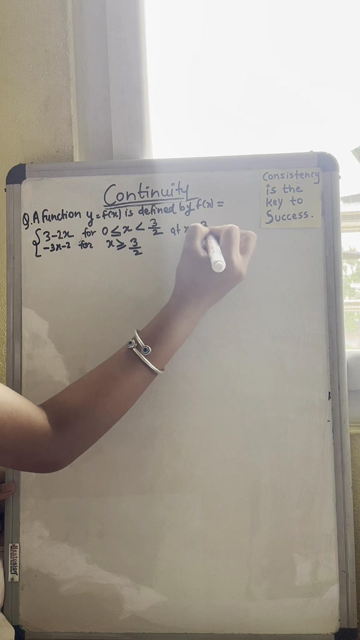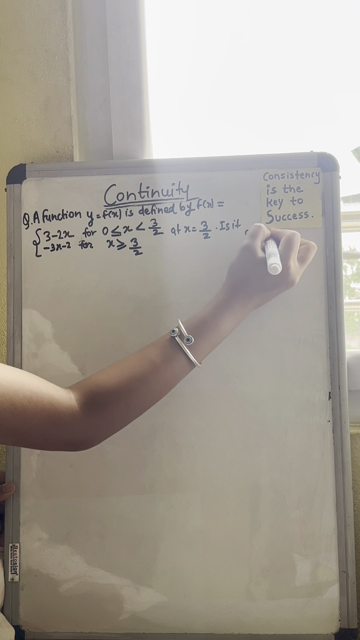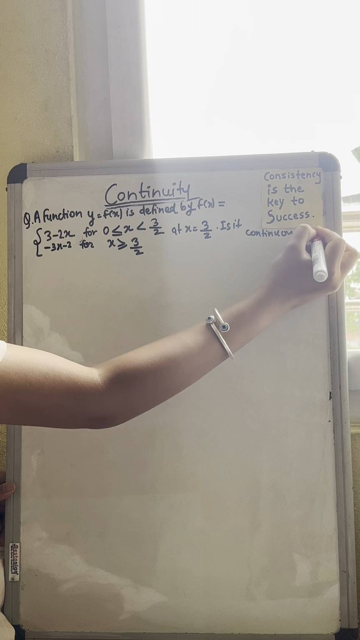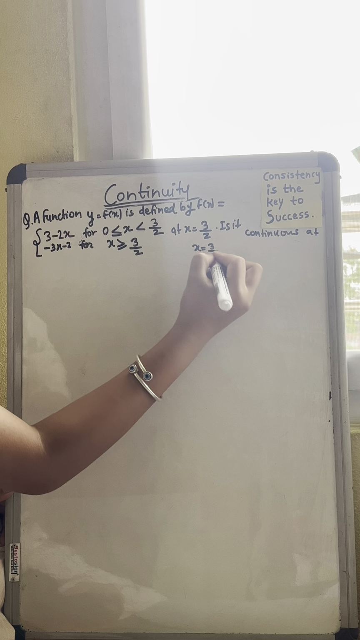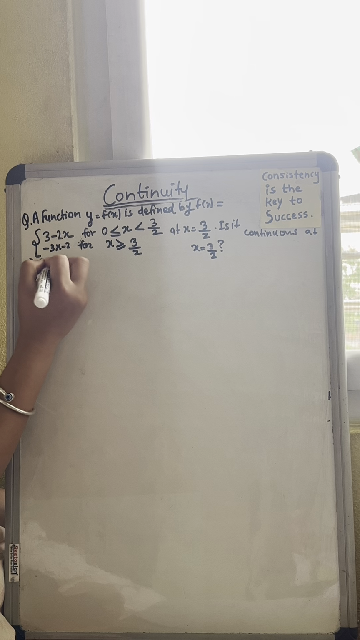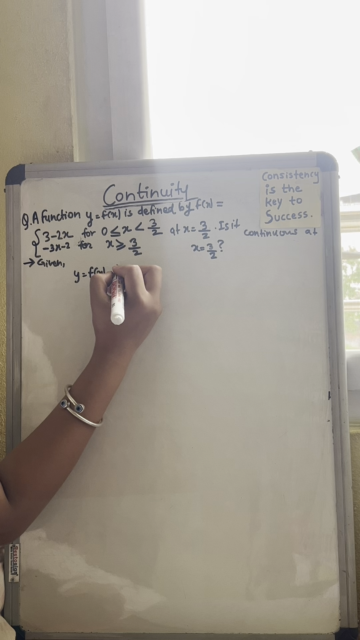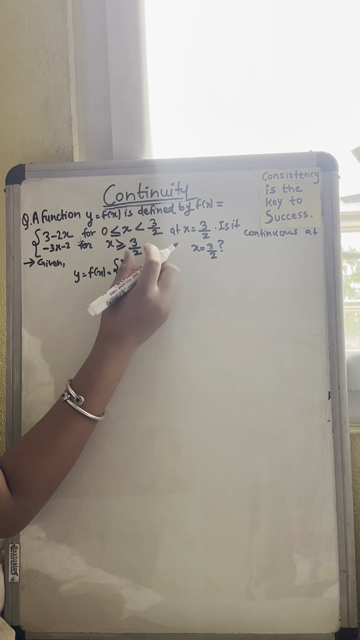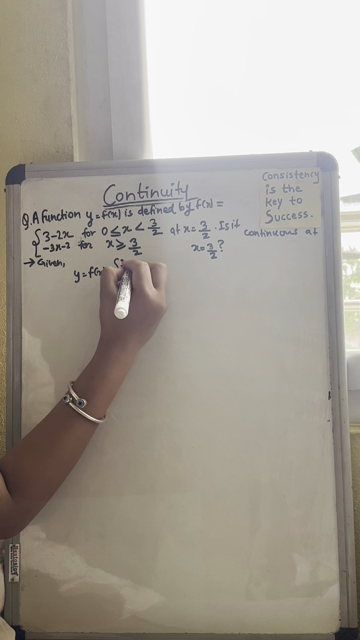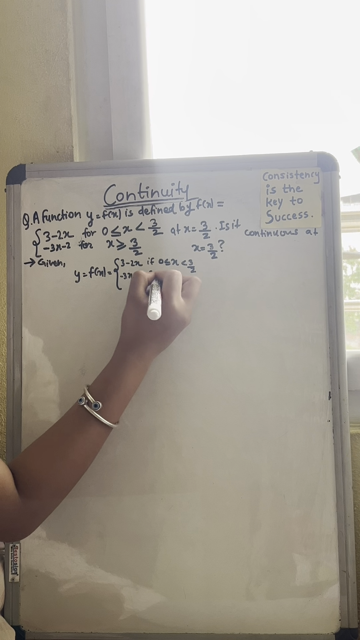Now let's ask a question related to continuity. The question given is a function y is equal to f of x is defined by f of x is 3 minus 2x if x is more than 0 and less than 3 upon 2, at x is equal to 3 upon 2, and minus 3x minus 2 for x is more than 3 upon 2. Is it continuous at x is equal to 3 upon 2?